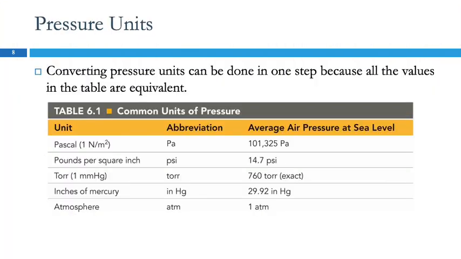This is the table from your textbook showing different units. So in chemistry we use torr and millimeters of mercury a lot, and we also use atmospheres.